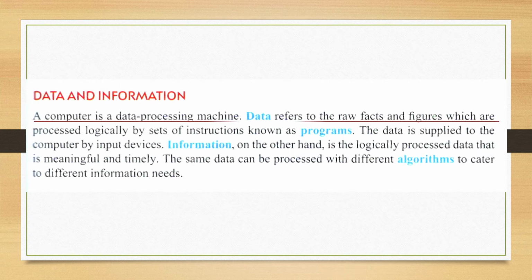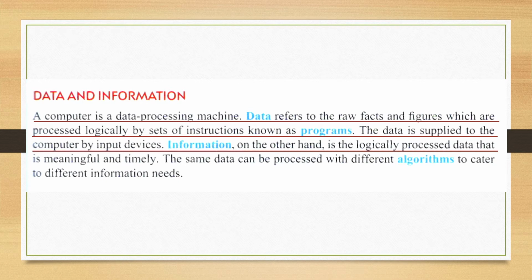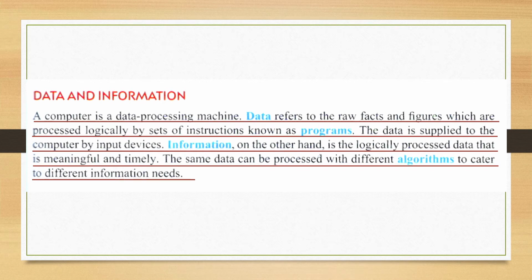Data and information. A computer is a data processing machine. Data refers to the raw facts and figures which are processed logically by sets of instructions known as programs. The data is supplied to the computer by input devices. Information, on the other hand, is the logically processed data that is meaningful and timely. The same data can be processed with different algorithms to cater to different information needs.